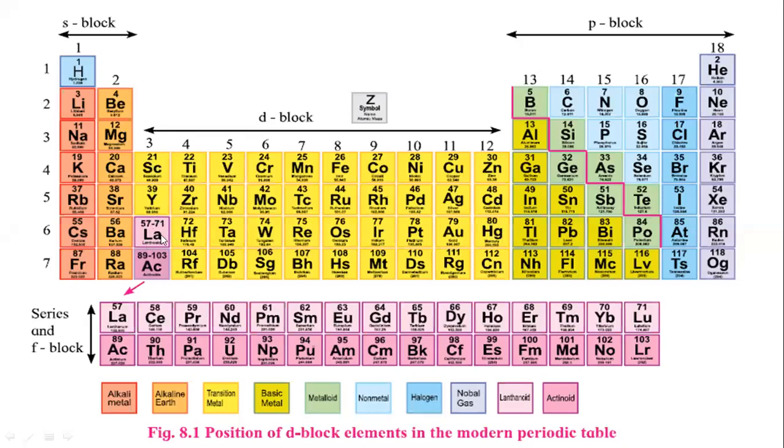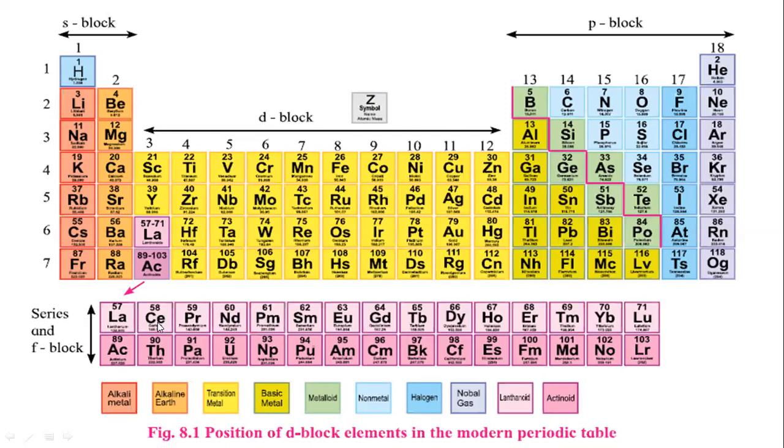This is the 5d series. This is very important. It starts from lanthanum and ends with mercury. But after lanthanum, there is a series of 14 elements, from 58 to 71, the cerium to lutetium. These elements are not included because these are included in f block elements.